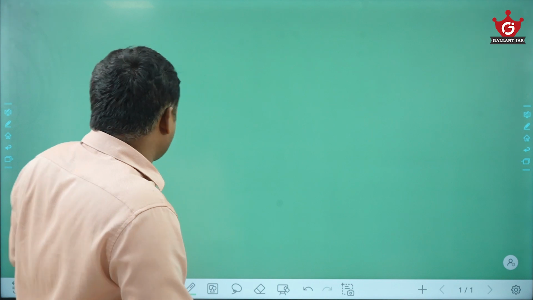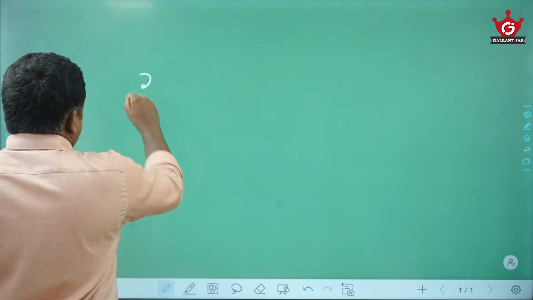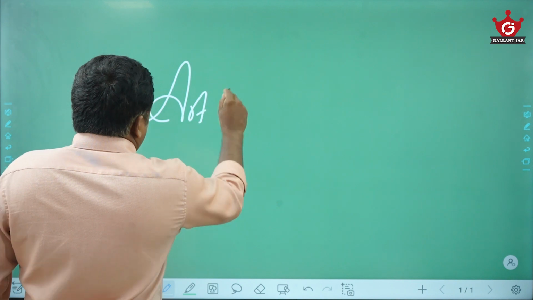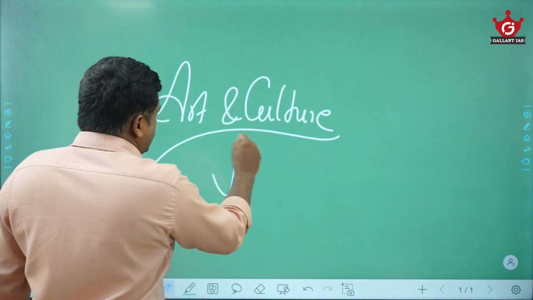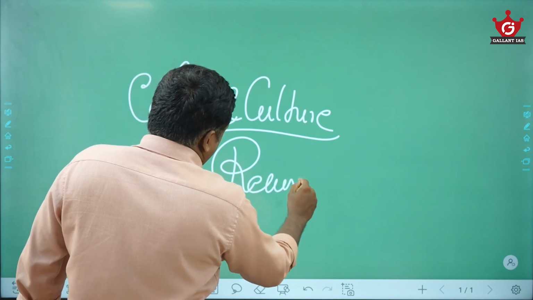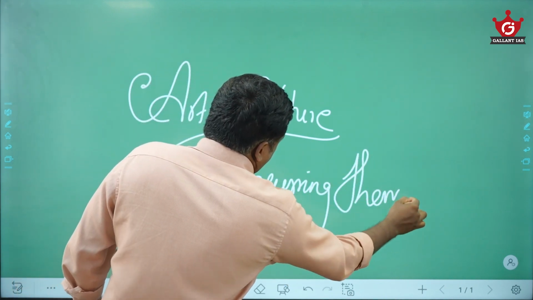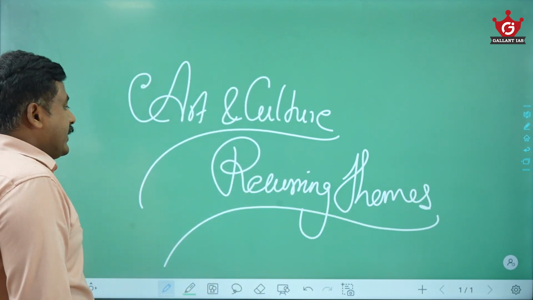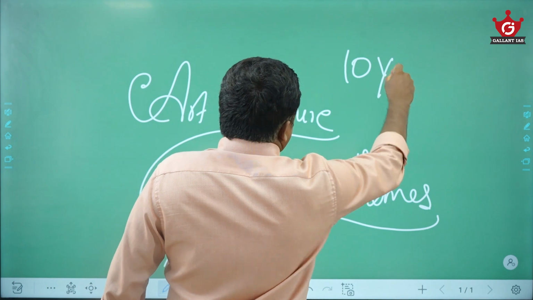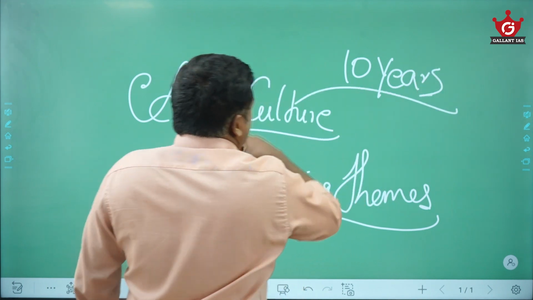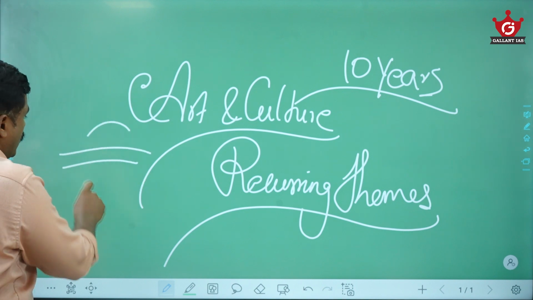Today's focus is on the art and culture part, and the recurring themes. This is based on the last 10 or 14 years' analysis. So especially for recurring themes, have an idea.